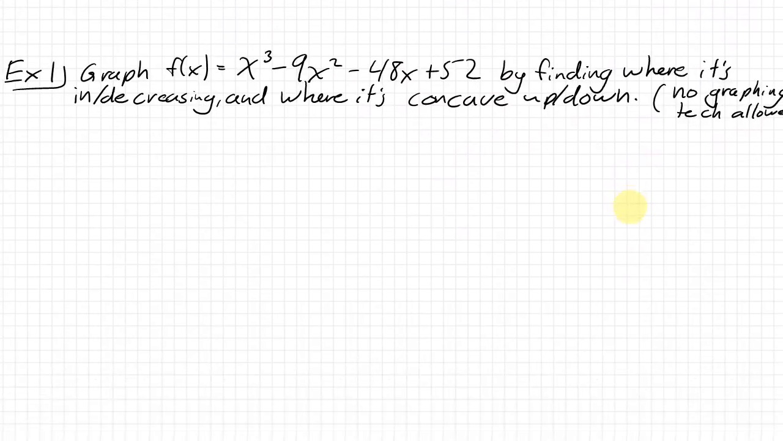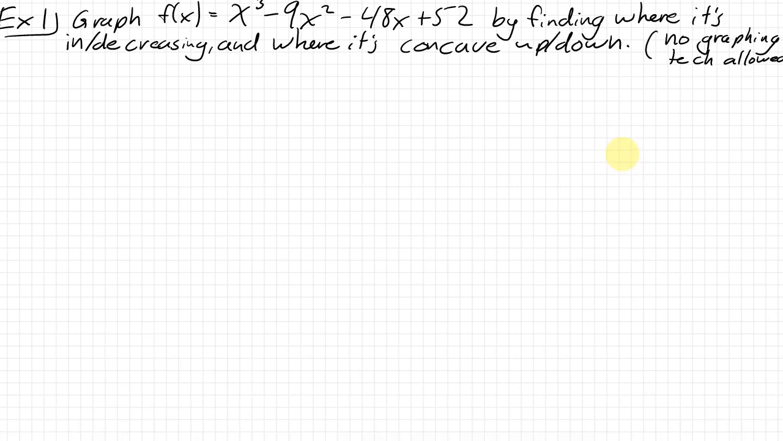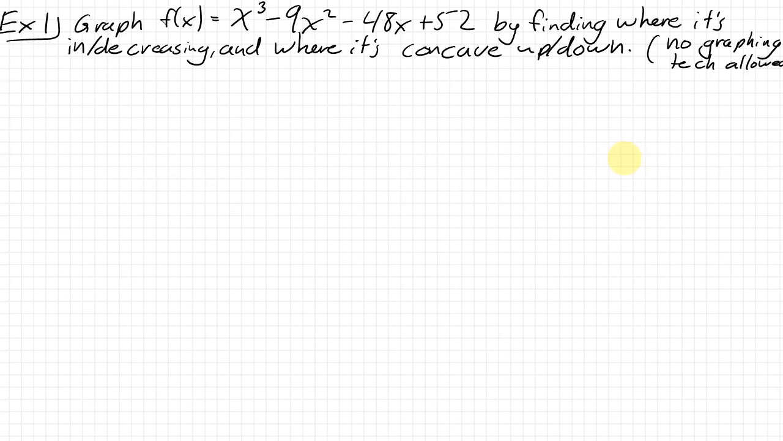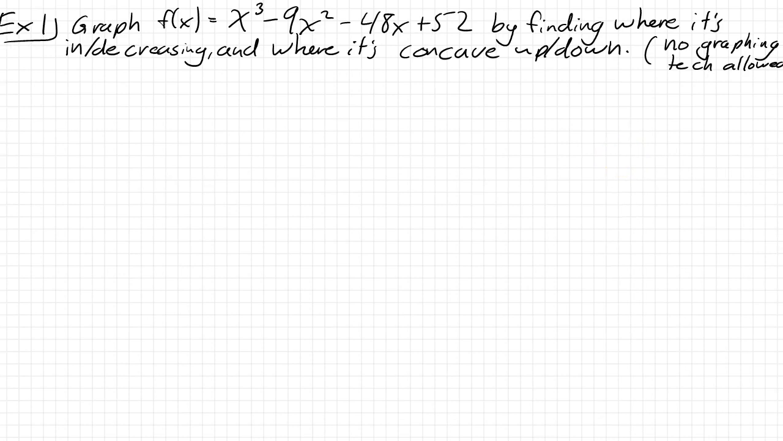Okay, so this problem is a pretty mean problem. Oh shoot, it doesn't quite fit. So we're graphing this function here by finding where the function is increasing, where it's decreasing, and where it's concave up, and where it's concave down, using the derivatives to see where the derivatives are positive or negative, and where the second derivatives are positive and negative for the concavity part.